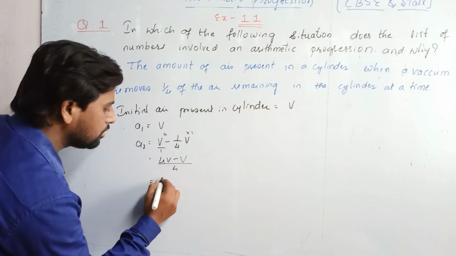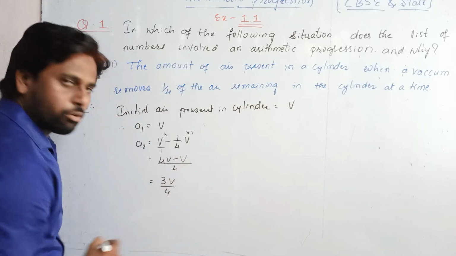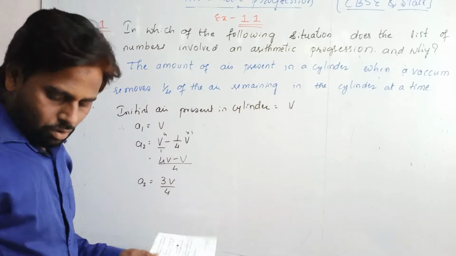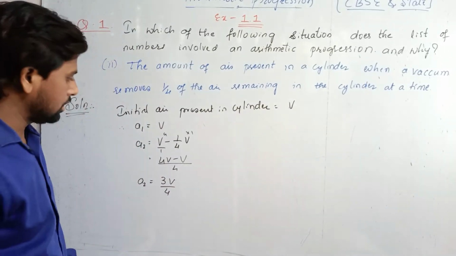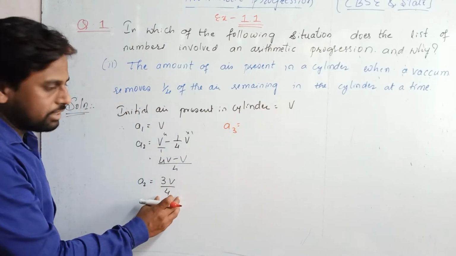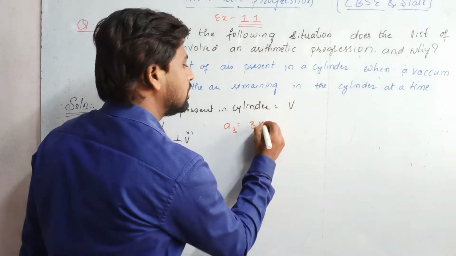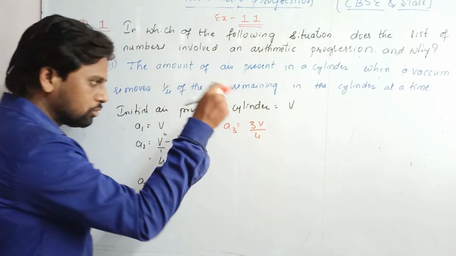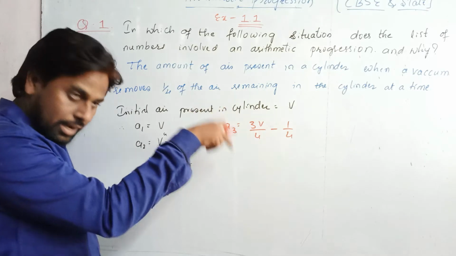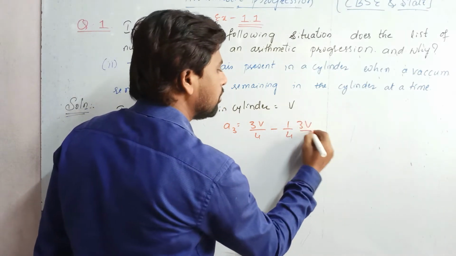It means 3V minus 4. Okay, so this is what we call, students, here A2. Now for A3, if you want to find what is there in the A2, that is 3V divided by 4. So in the remaining air, how much air is removed? 1/4 of the remaining air only, that is 3V by 4.